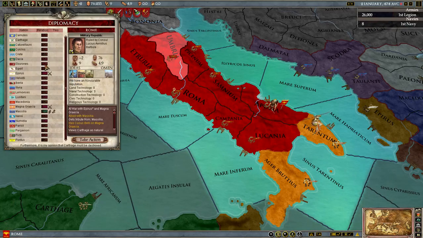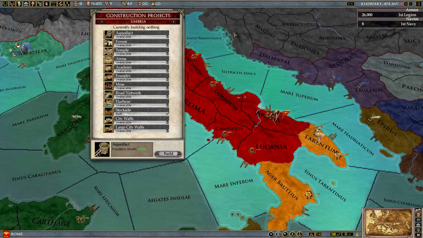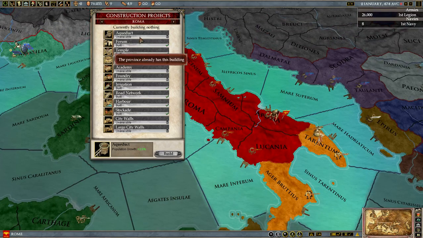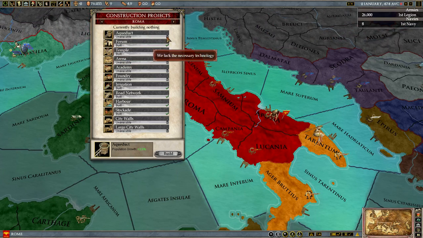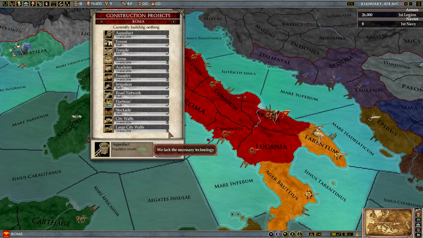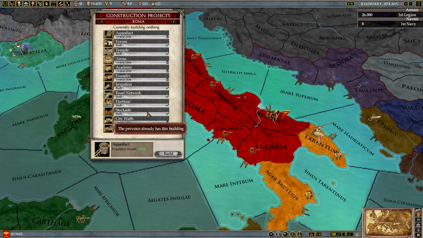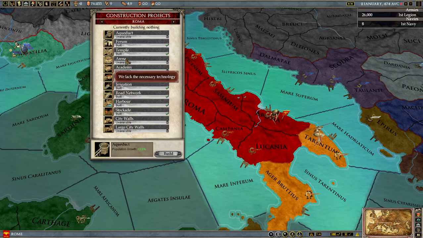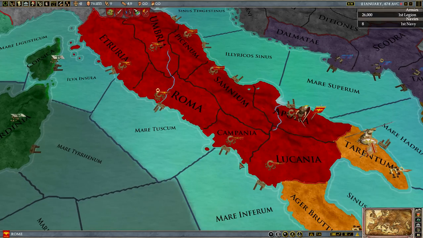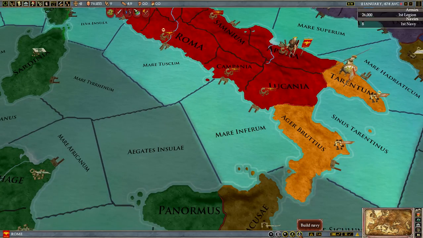Again, diplomacy. Here, we can construct. You can sort through here. If you want to construct something in Rome, well, we can't, because we lack the necessary technology. At the start of the game, you'll find you actually can't build anything, which is strange, since a lot of provinces already have buildings. Buildings all have varied effects, and you can build them once you unlock the technology. It's highly recommended that you do.